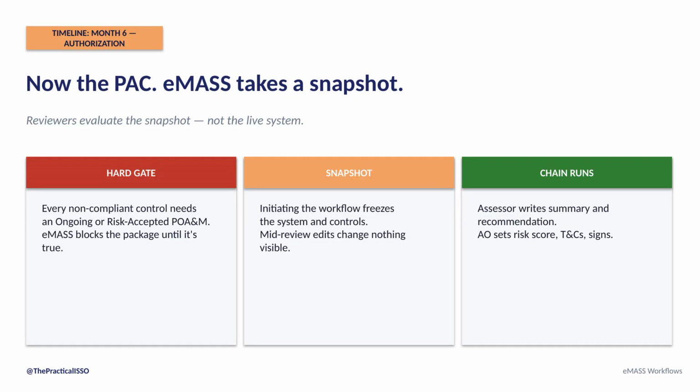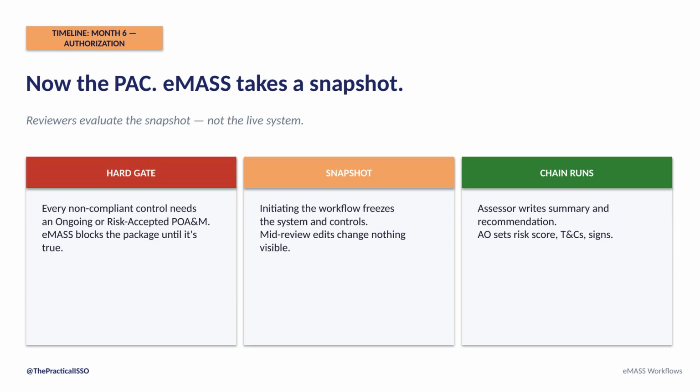Month 6, every control shows compliant official. Every non-compliant control has an ongoing or risk-accepted plan of action and milestones item. And that's not just good practice, it's a hard gate. EMASS will block the package with a red notification until it's true. Now the PAC. From the package header, you initiate the authorization workflow.